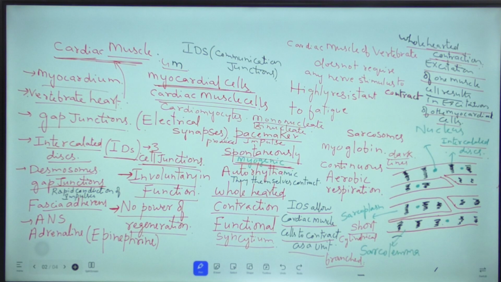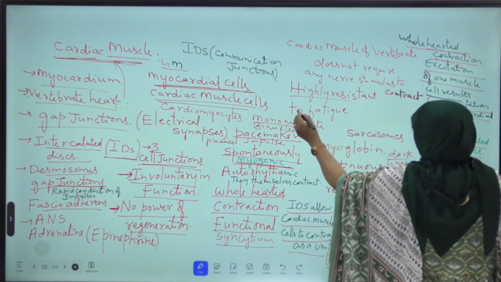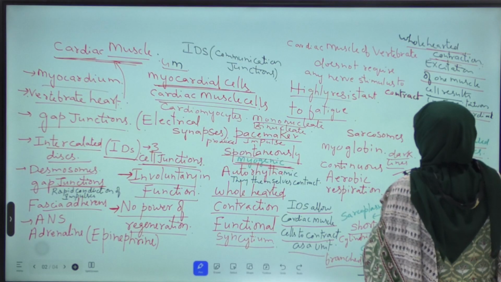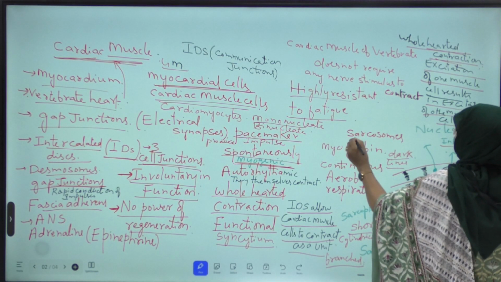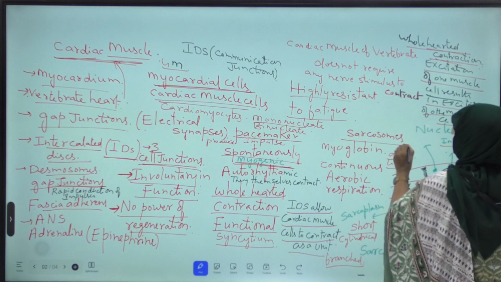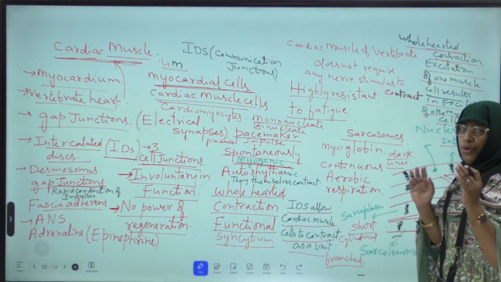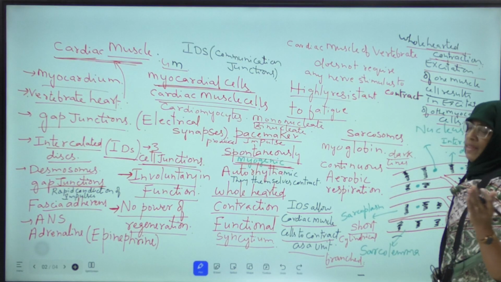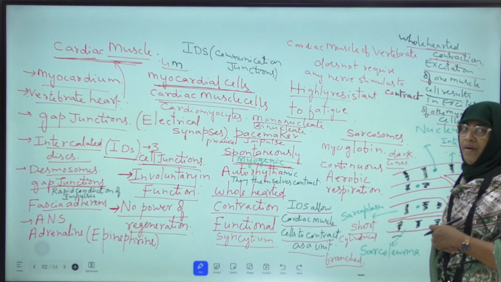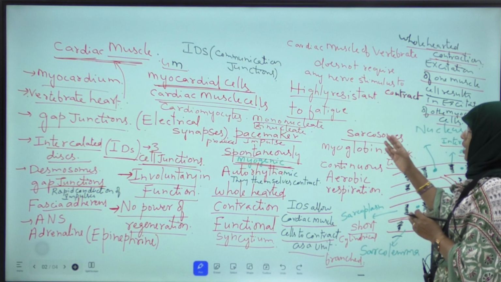Next, cardiac muscle is highly resistant to fatigue. Why is it highly resistant to fatigue? Because it consists of numerous sarcosomes. What are sarcosomes? Sarcosomes are nothing but the mitochondria of the muscle cell.